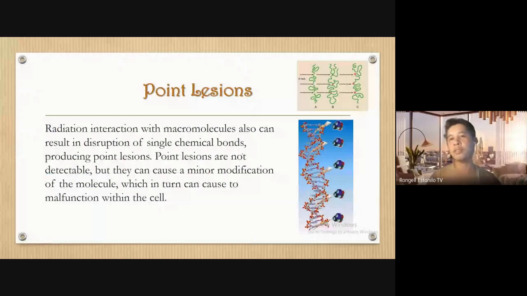And of course, si letter C. The letter C, this is point lesion. So, radiation interaction with macromolecule can result in disruption of a single chemical bond producing point lesions. So, point lesions are not detectable, but they can cause minor modification of molecule, which in turn can cause malfunction within the cell. Okay, again, sabi dito, point lesions are not detectable.